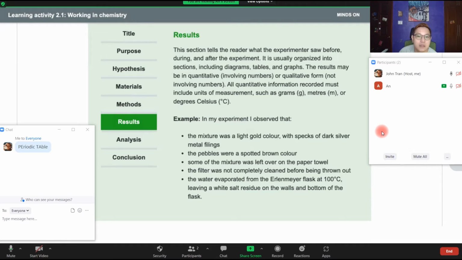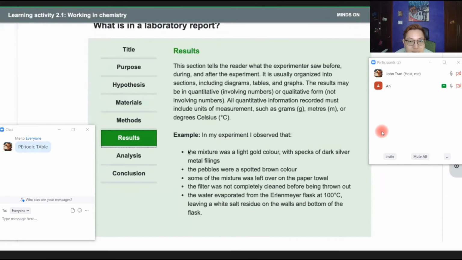All right. Let's continue. Now, laboratory report. Experiment. In my experiment, I observed that the mixture was a light gold color with specks of dark silver metal filings. The pebble was a spotted brown color. Some of the mixture was left over on the paper towel. The filter was not completely clean before being thrown out.